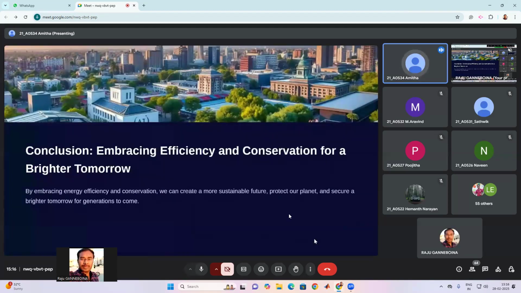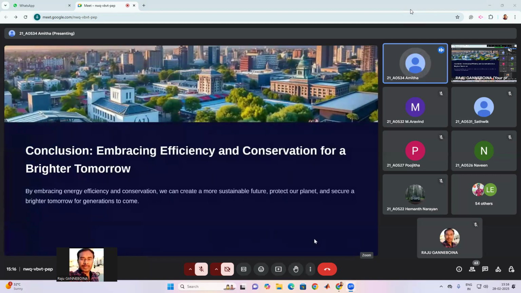Conclusion. Energy efficiency and conservation are essential for building a sustainable future. By using energy wisely, reducing wastage, and adopting cleaner technologies, we can lower costs, reduce environmental impact, and also ensure energy security for future generations.